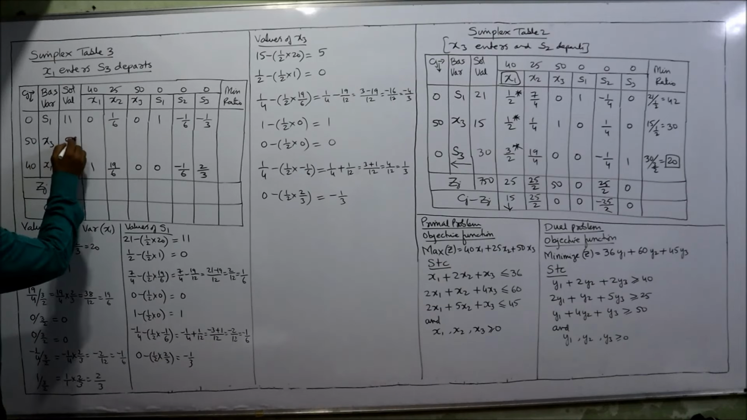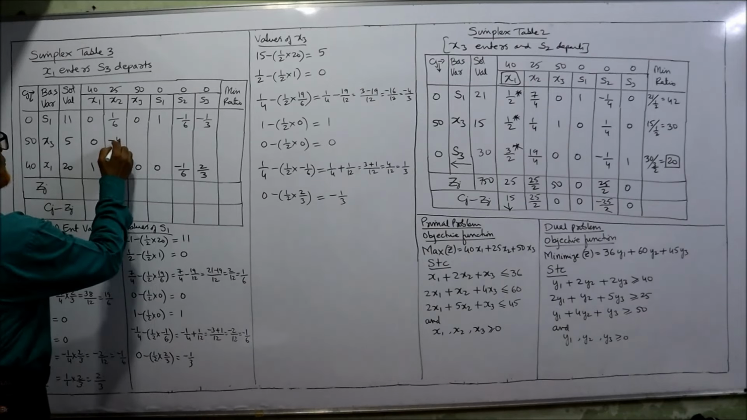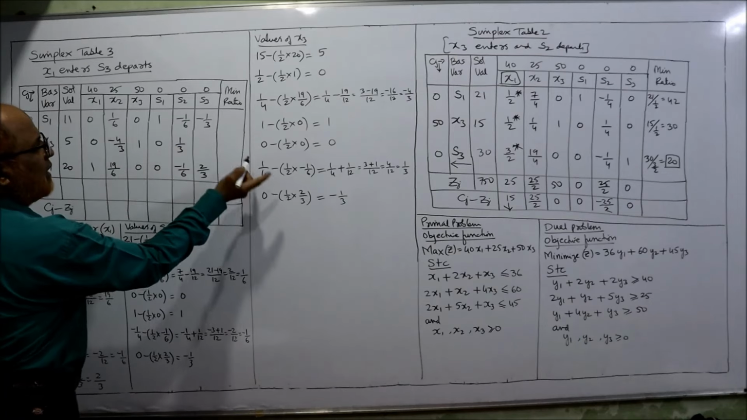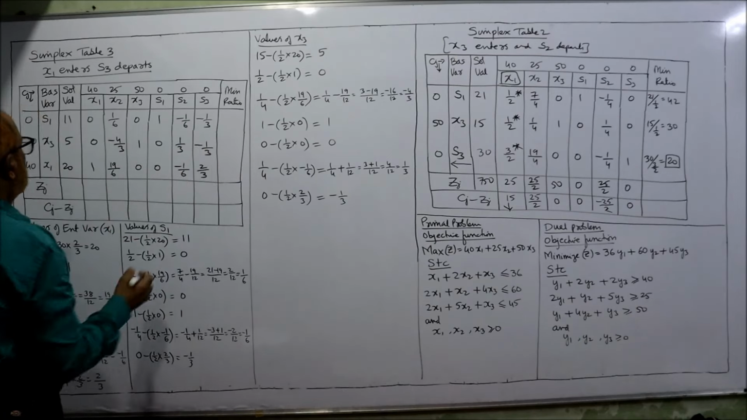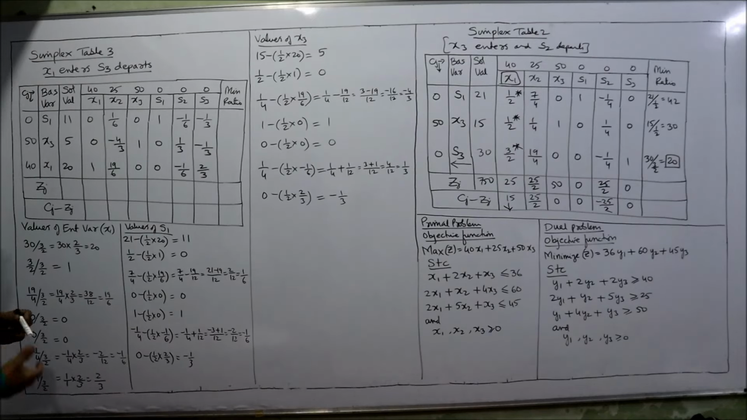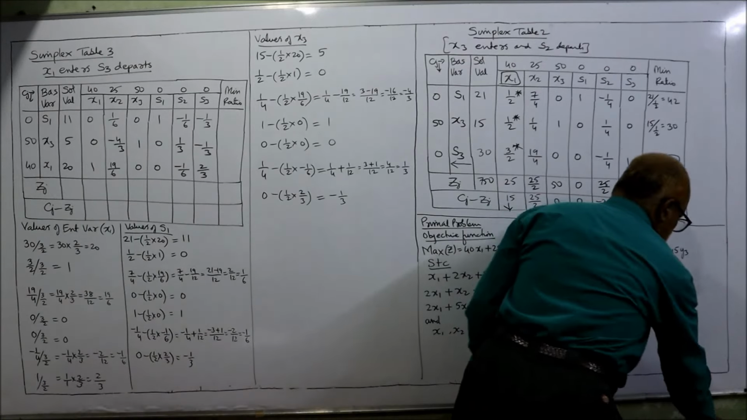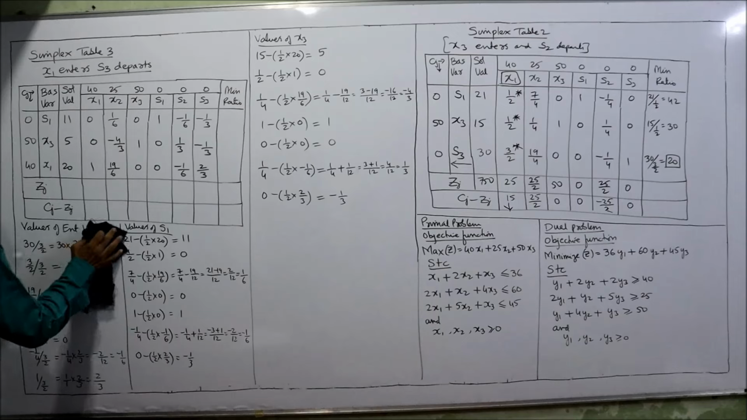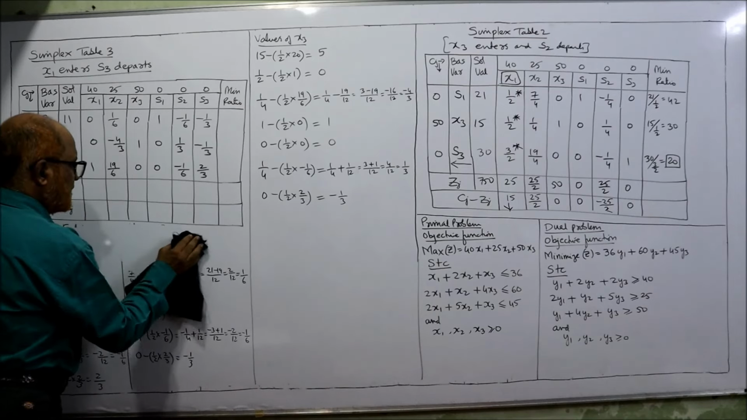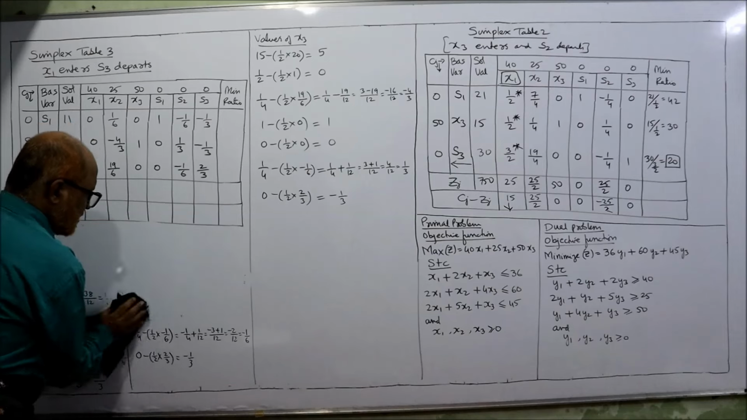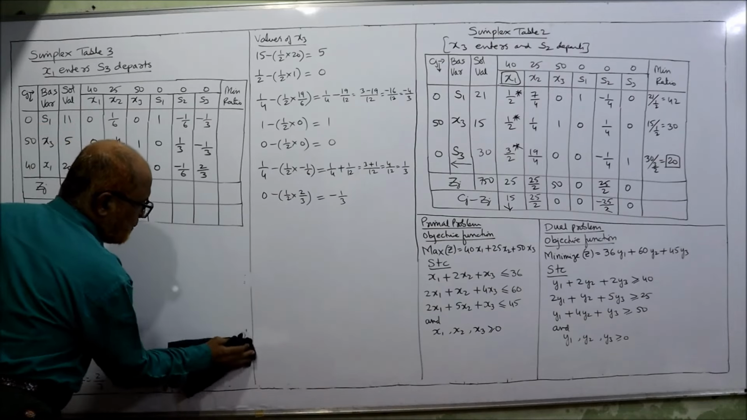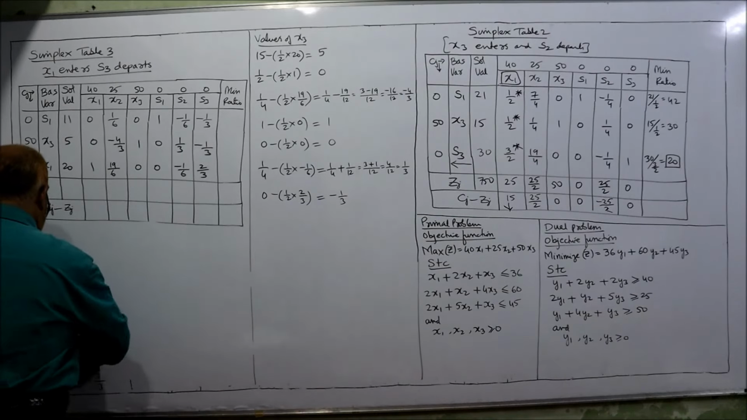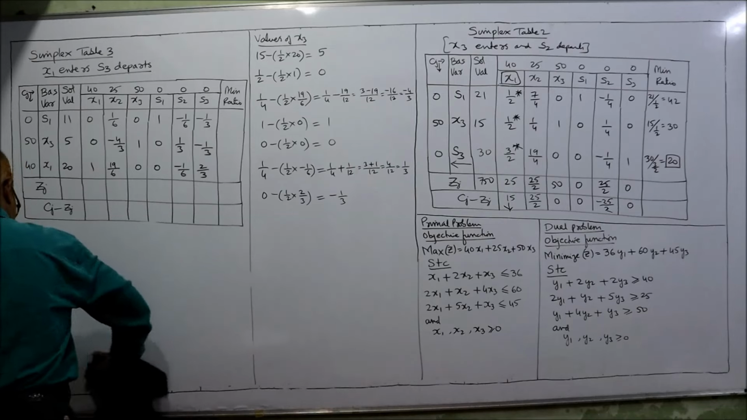What are the values? 5, 0, minus 4 by 3, then 1, 0, 1 by 3, and lastly minus 1 by 3. That's it. So we have completed all the values of the variables. Now we need to calculate the Zj value, Zj and Cj minus Zj. Then we have to check the optimality test, whether it is optimum or do we need one more table. That's what we have to find out, right? As usual.